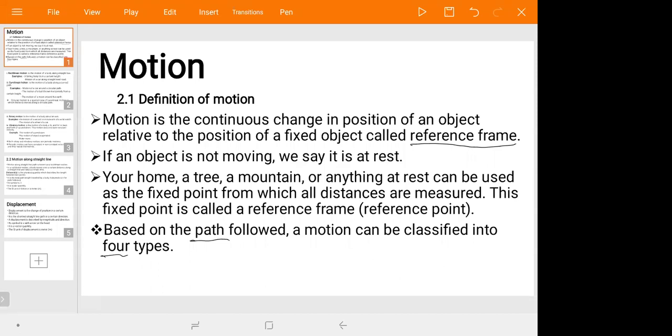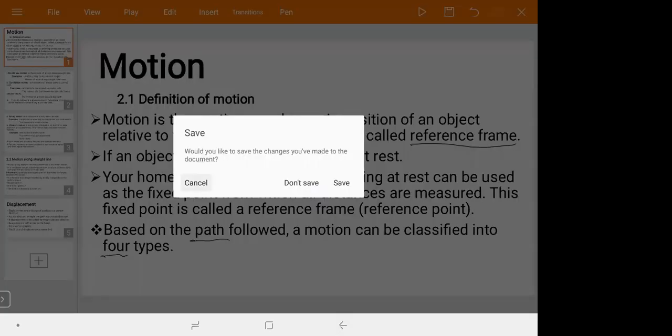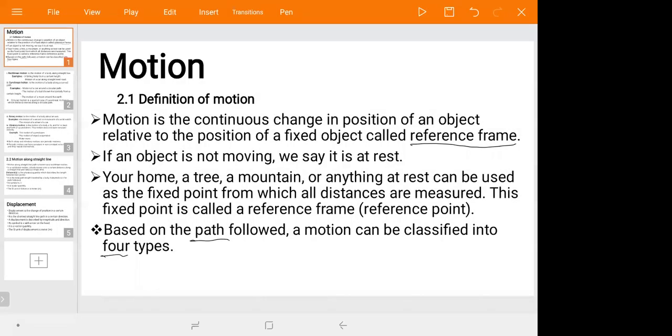So, rectilinear motion is a type of motion which occurs along a straight line. As I have said, this is rectilinear motion. For example, if you run on a straight line, your motion is a type of rectilinear motion.